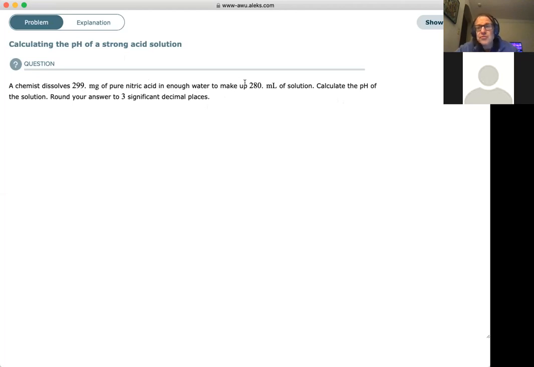Okay, so let's go through this problem. They're making you do a couple of extra steps because they felt like if they just give you the number of moles of nitric acid, it'd be a little too easy for you to do. Okay, so let's take a look. 299 milligrams of nitric acid, 280 milliliters of solution. Calculate the pH. So it is a strong acid. Nitric acid is a strong acid, HNO3. Okay, so 299 milligrams of HNO3.